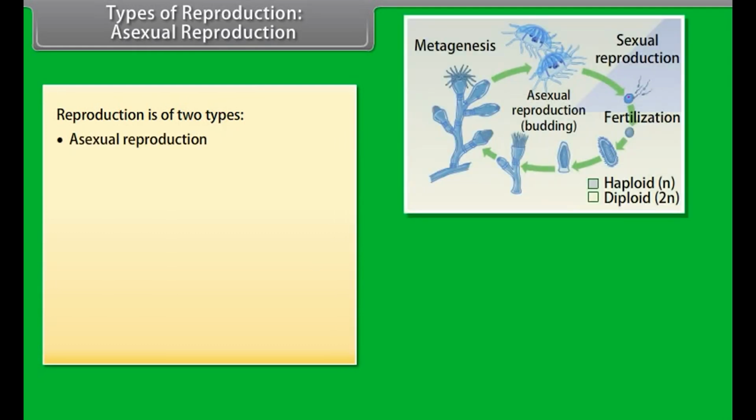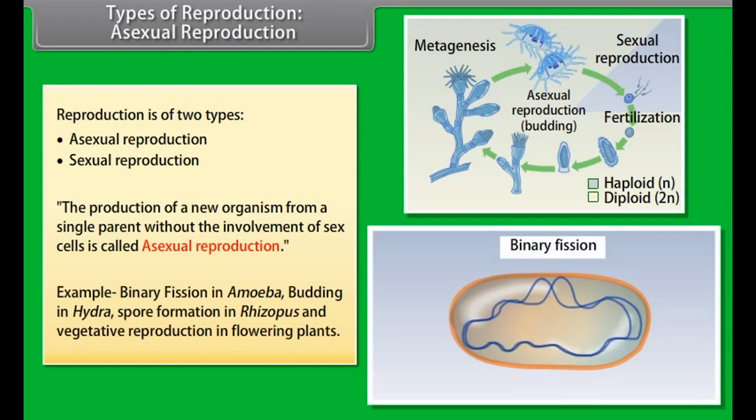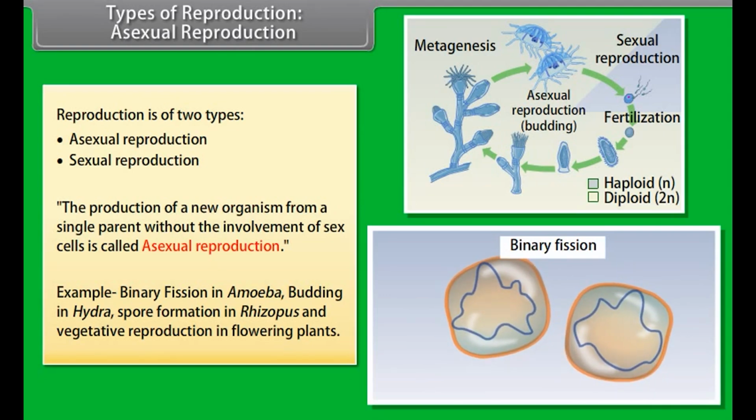Types of reproduction. Asexual reproduction. Reproduction is of 2 types: asexual reproduction and sexual reproduction. The production of a new organism from a single parent without the involvement of sex cells is called asexual reproduction. Example: binary fission in Amoeba, budding in Hydra, spore formation in Rhizopus, and vegetative reproduction in flowering plants.